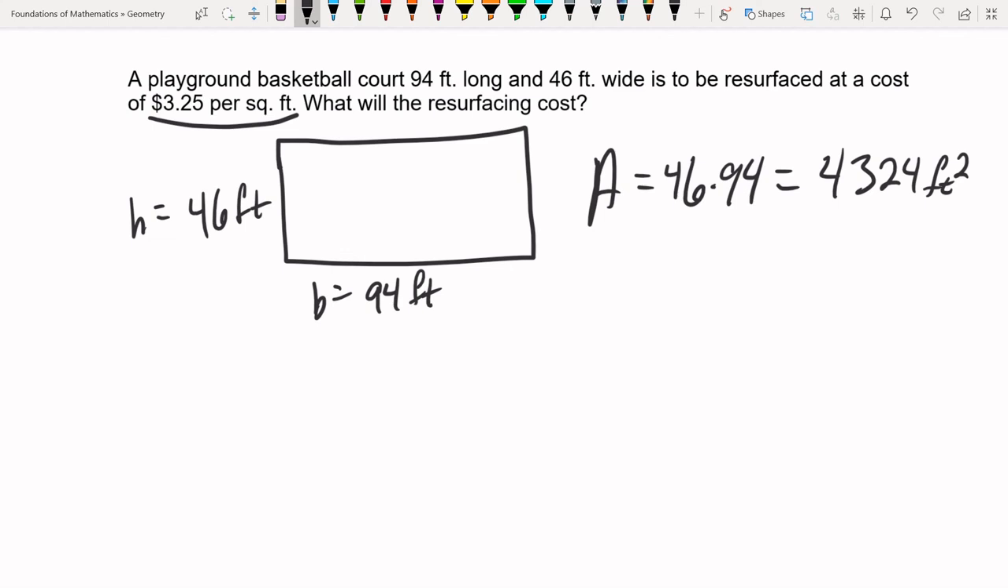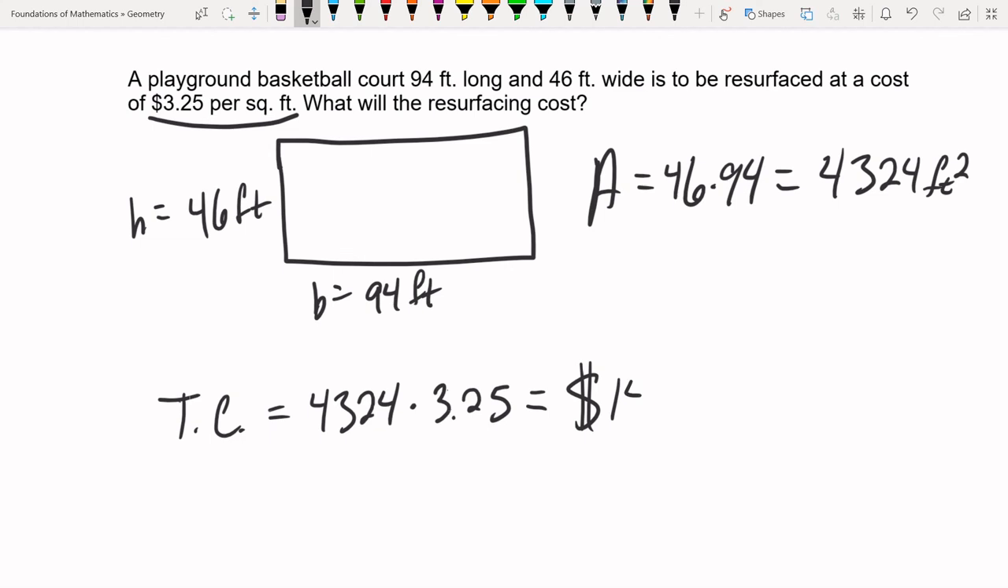And if we know that the cost is $3.25 per each square foot, and we have 4,324 square feet, then the total cost is going to equal 4,324 square feet times $3.25 per square foot. That gives us a grand total of $14,053.